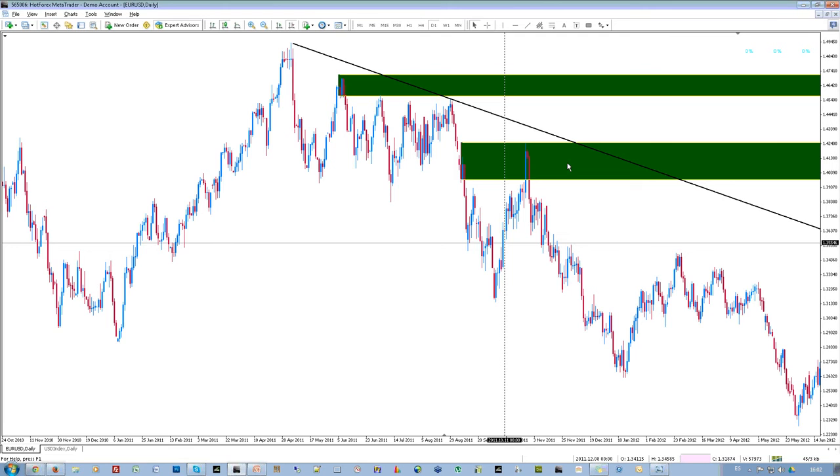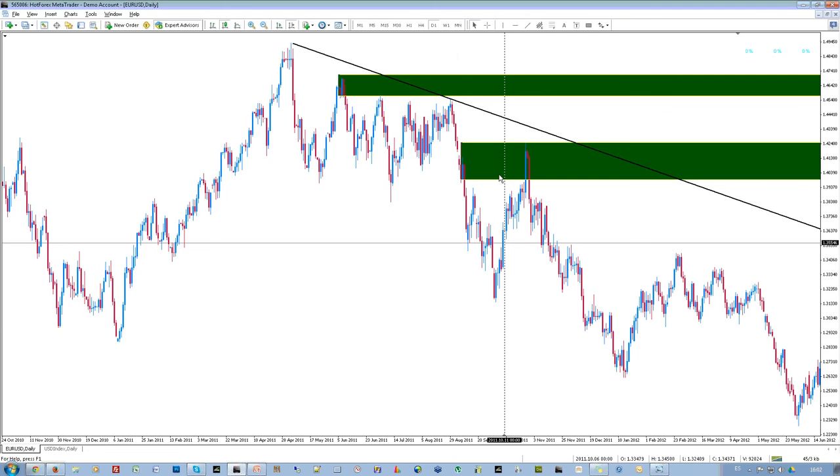This is a daily. So look at how we use it. The daily is down. So if the daily is down, I just want to sell daily levels and all lower time frames as well. I want to sell the 4 hour. I want to sell the 1 hour. I want to sell because the daily is down.